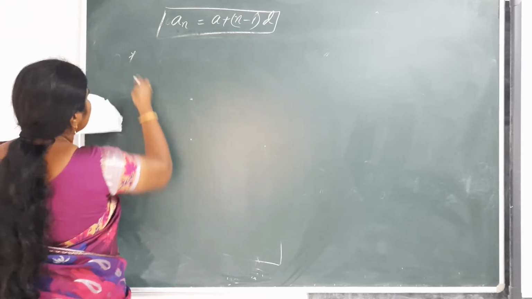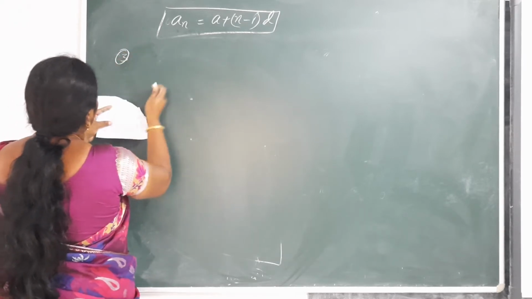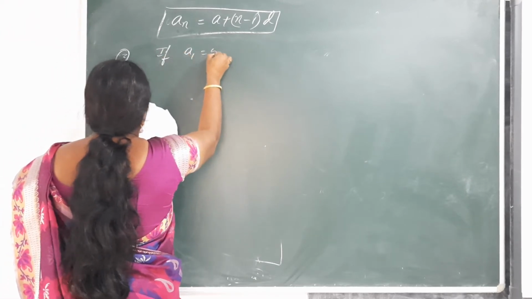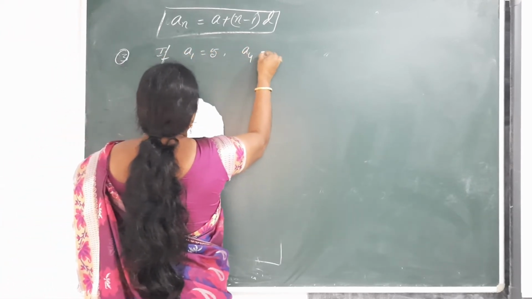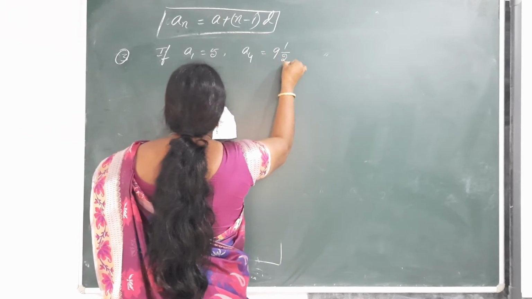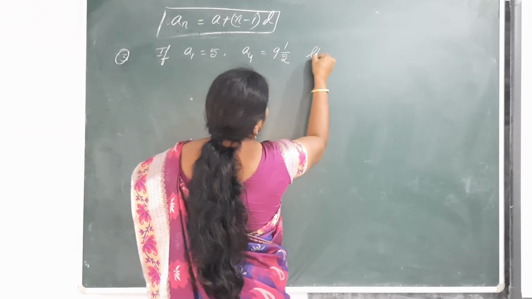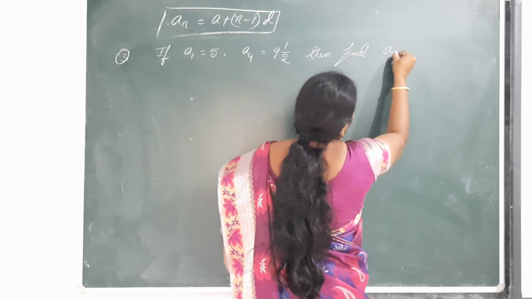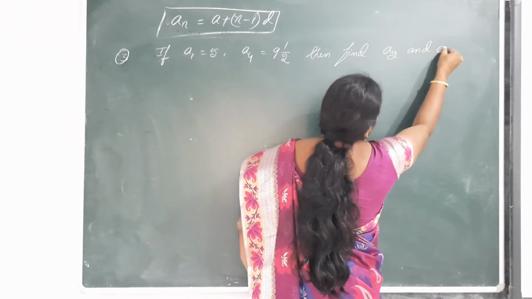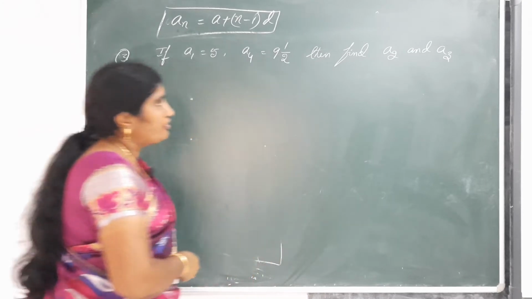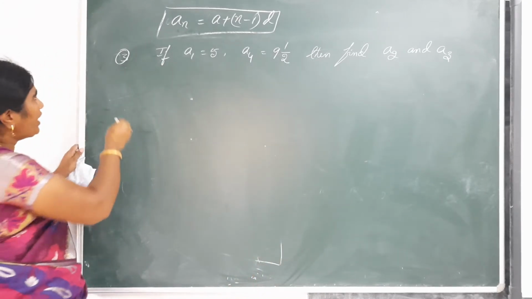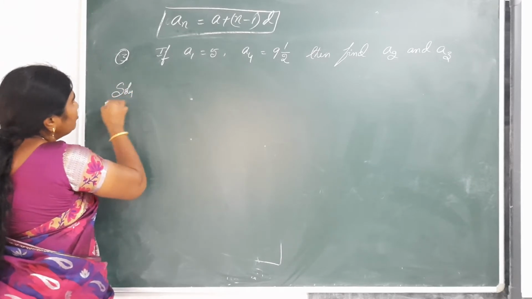Next sum, let us see the next sum. If a1 equals 5, a4 equals 9 and 1 by 2, then find a2 and a3. If a1 equals 5, a4 equals 9 and 1 by 2.